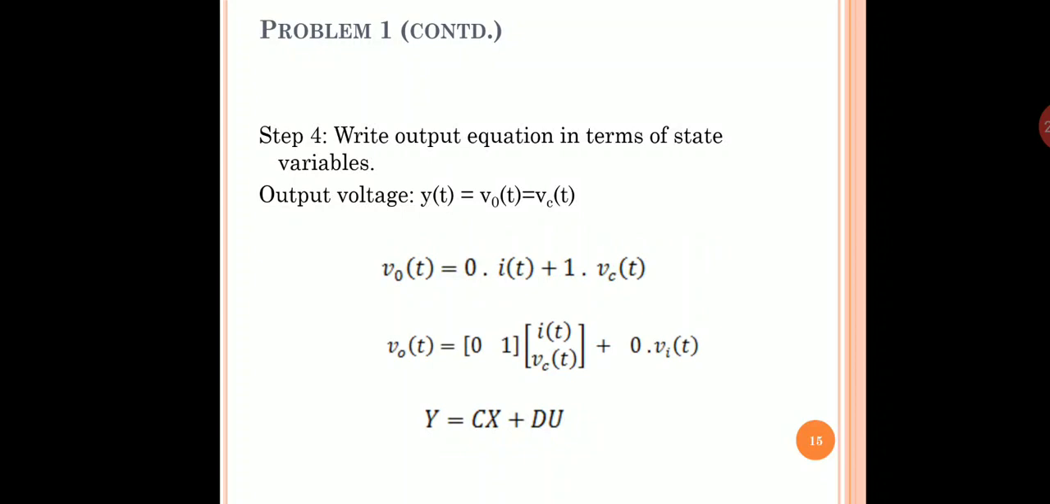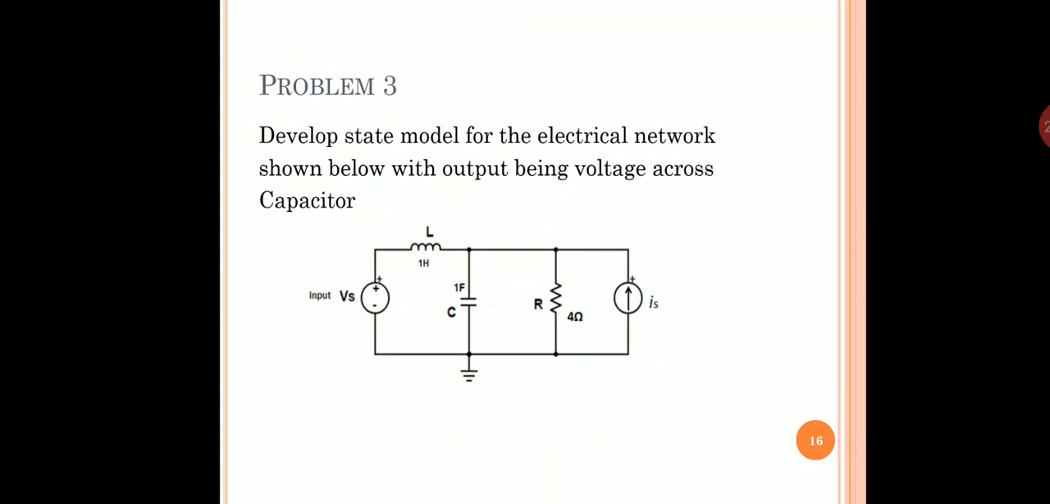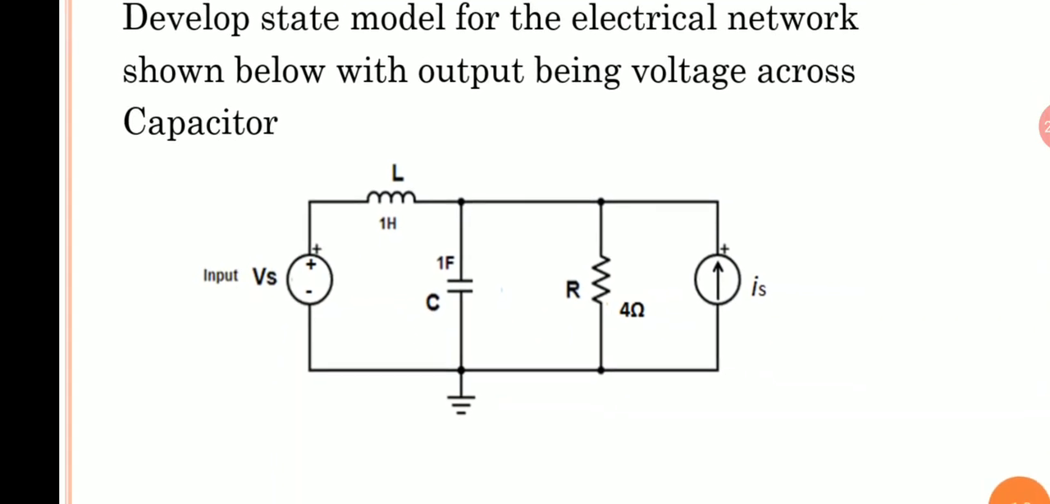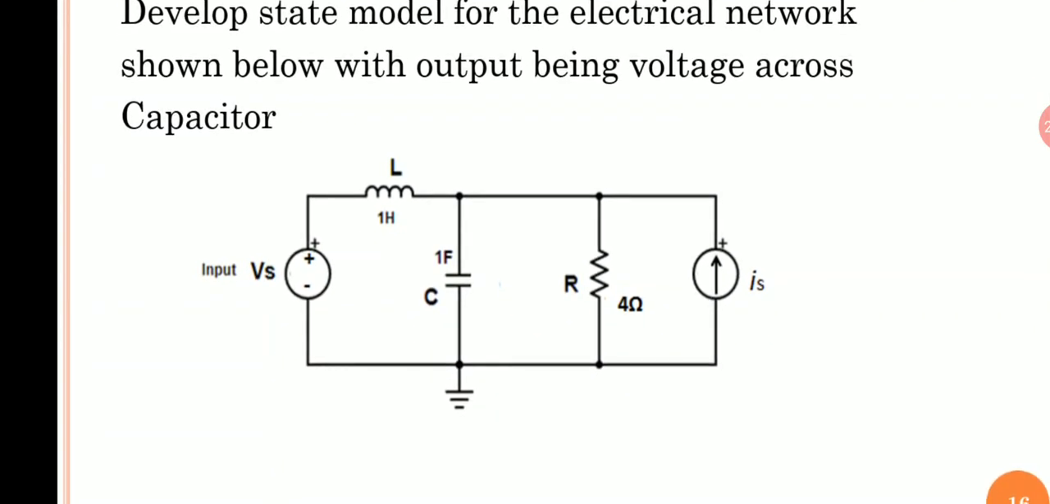Now let us go to the next problem. I have named it as problem 3 because it is the same problem which is there in your notes, which is already shared with you. Now observe this. This is a multiple input example where you have one input as a voltage input Vs and another current source Is. And they have also given you the values of inductor, capacitor and resistor, that is 1 Henry, 1 Farad and 4 ohm respectively.